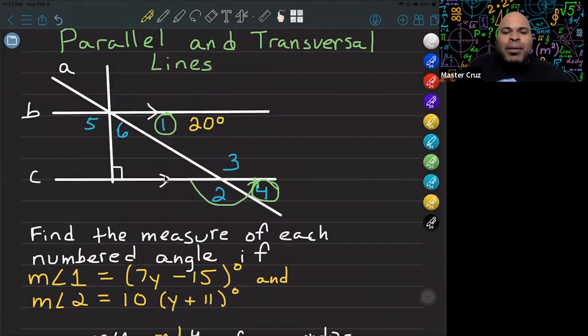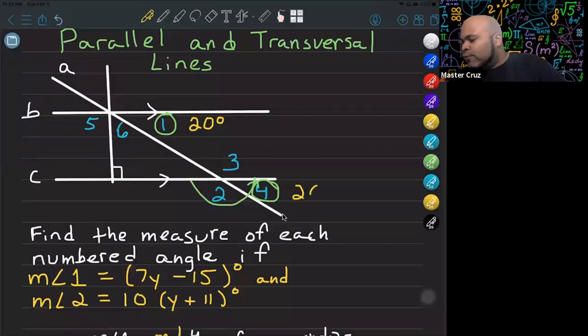Now remember, angle 1 is 20 degrees. And we said at the beginning that angle 1 and angle 4 are the same. They're corresponding angles. So by corresponding angles, angle 4 is also 20 degrees. So this is 20 degrees and angle 4 is 20 degrees.